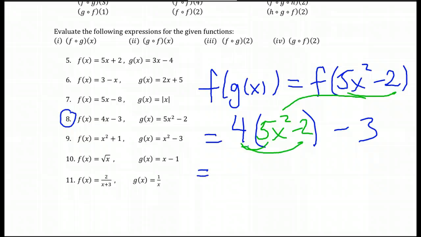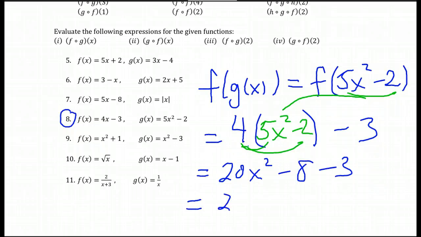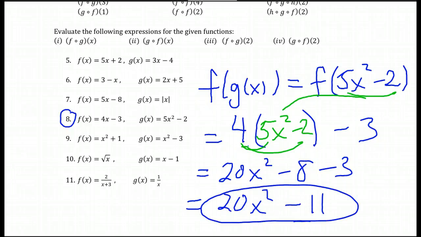Distribute the 4 through, and we get 20x squared minus 8 minus the 3 trailing at the end. So our final result after we combine like terms is 20x squared minus 11.